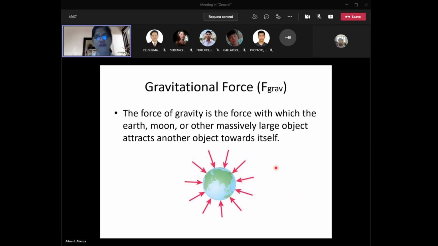Another one is the gravitational force. Okay, so this one is the force of the gravity. So the force of gravity is the force with which the Earth, the Moon, or other massively large object attracts another object towards itself. Okay. So what is the action in this particular case? For the gravitational force, we are being pulled towards the center of the Earth. Okay, patulak, paloob. Okay, we're being pulled towards the Earth. Therefore, there's this action of pulling motion. Therefore, this is considered as a force. To be specific, gravitational force.